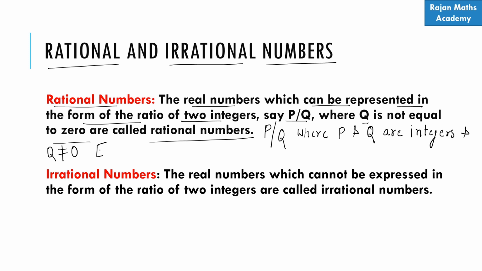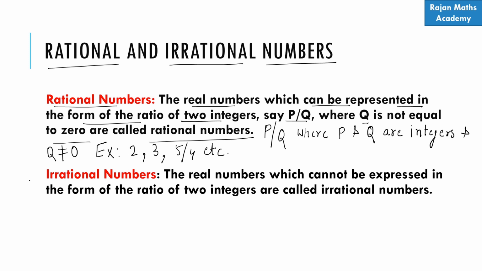Example for rational numbers like 2, 3, 5/4 etc. All these numbers are rational numbers because these can be represented in terms of p by q.